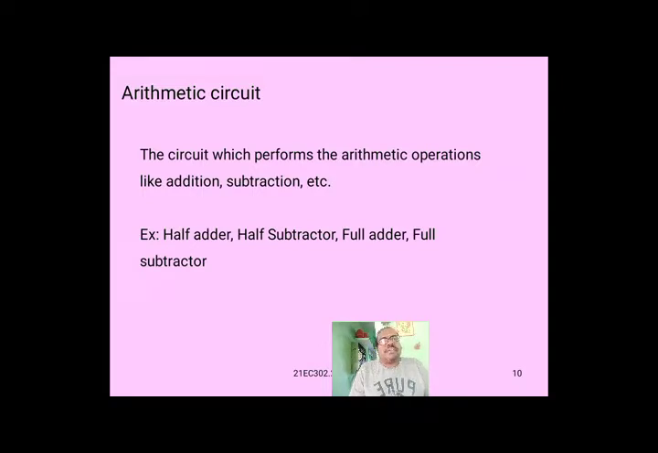Next, multiplexer. Multiplexer is a device which is used to transmit data. It takes the data in several input lines and sends the data in only one single output line. It is a data selector. Demultiplexer. Demultiplexer is a device which receives the data in one single input line and transmits the data in several output lines.